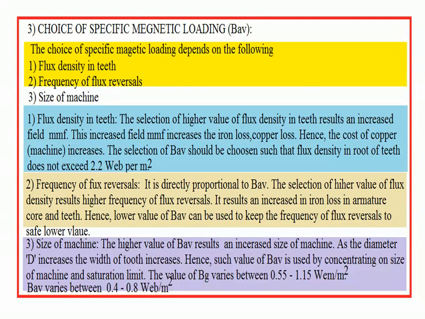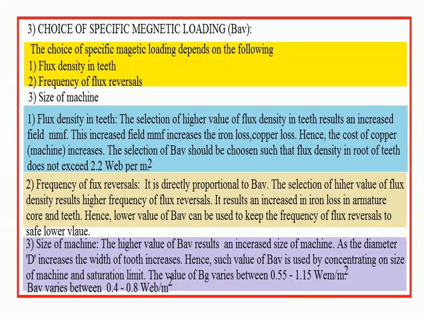Next, a very important part: choice of specific magnetic loading. It is sometimes directly asked, write a short note or briefly discuss the factors affecting the choice of magnetic loading and the choice of electric loading, for 8 marks in the examination. The choice of specific magnetic loading depends on the following: flux density in teeth, frequency of flux reversals and size of the machine. First give the list, you may get 2 marks.